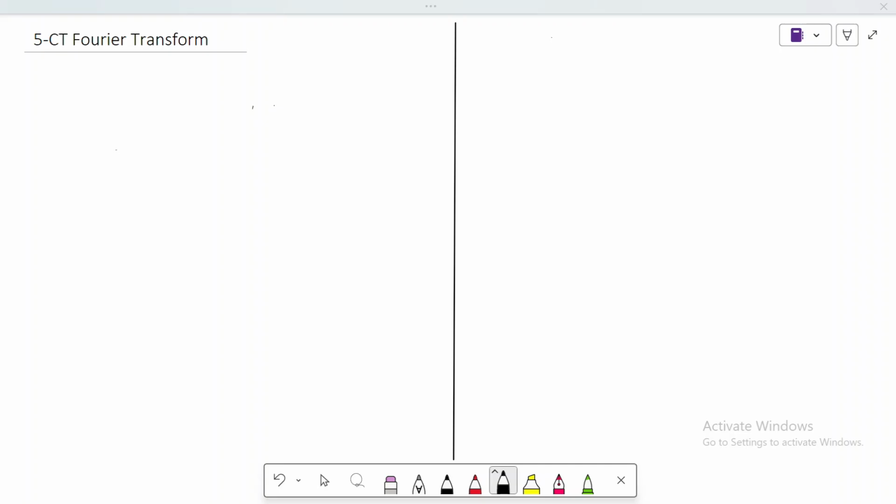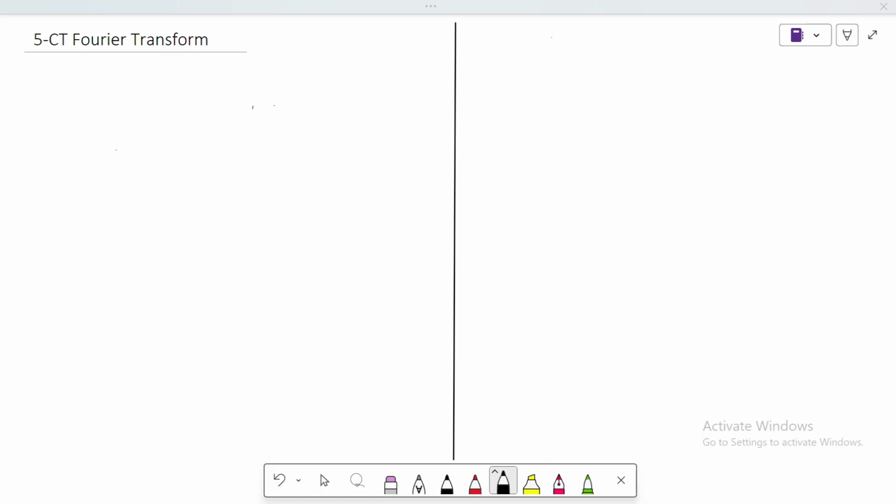Welcome to Signals and Systems subject classes. Now we are going to start the fifth chapter, that is continuous time Fourier transform. In the previous class, we finished the fourth chapter, that is discrete time Fourier series.